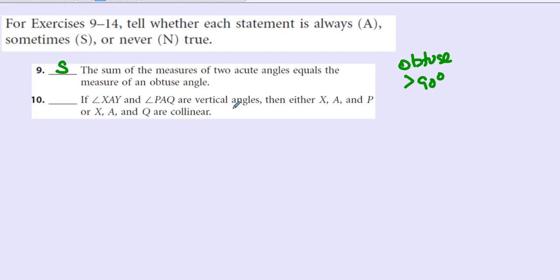Number 10, if these are vertical angles, so let me draw this. It's saying that XAY and PAQ are vertical angles, then either XA and P, or XA and Q are collinear, and that's going to be true. That's going to be an always.